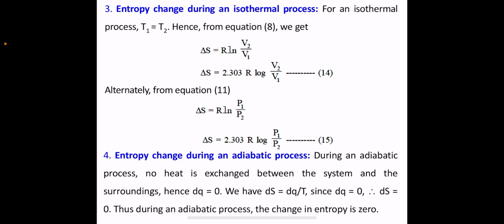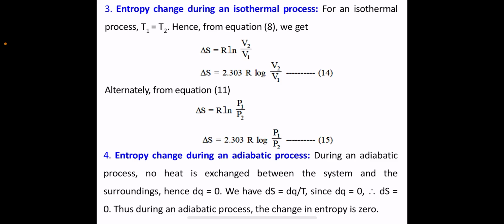So let me call this equation number 15. We can assign two different equations for the entropy change during an isothermal process, by taking equation number 8 and also equation number 11, so we can get the change in entropy, that is delta S. These two equations describe the entropy change during an isothermal process.